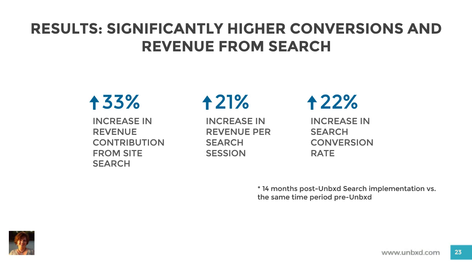So this is what happened. As I told you, it's much bigger than 2%. We've been on Unbxd for 14 months now, and we have seen a 33% increase in our revenue that comes from site search, a 21% increase in revenue per session where search is used, and a 22% increase in the conversion rate where search is used. And we noticed an immediate improvement in conversions and revenue from search. I would say probably within 2 weeks, we had data that made us sit up and really take notice.